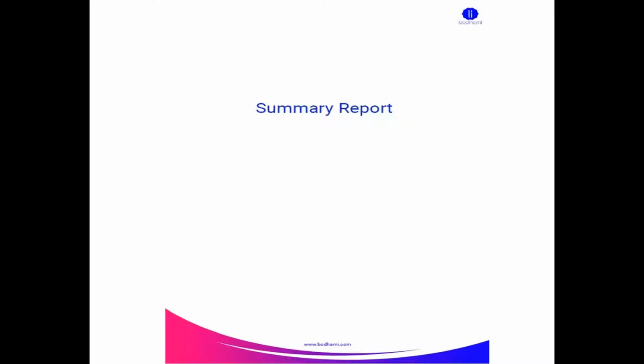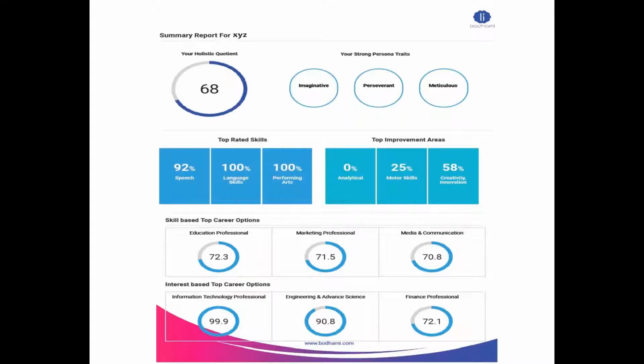Understand the summary report. The summary report will have the student's holistic quotient, which is nothing but the student's percentile score in the test. It is not the score percentage but the percentile. Strong persona traits, which show the three topmost personas for the student based on the performance in the test.